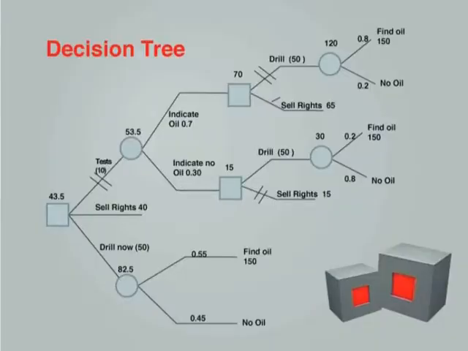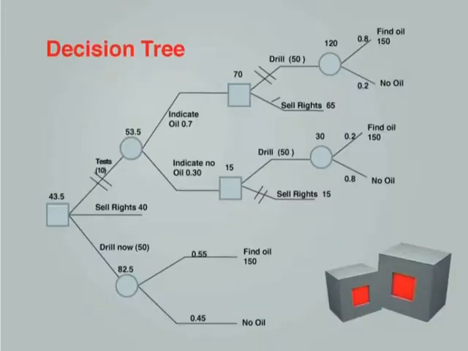If you look at your screen, you will see a decision tree. This is for a company which is planning to drill for an oil well in a particular location. There are three basic options that we have. One option is not to drill and sell the site. If we do that, we can get some $40 million out of it. Do nothing, sell the site.